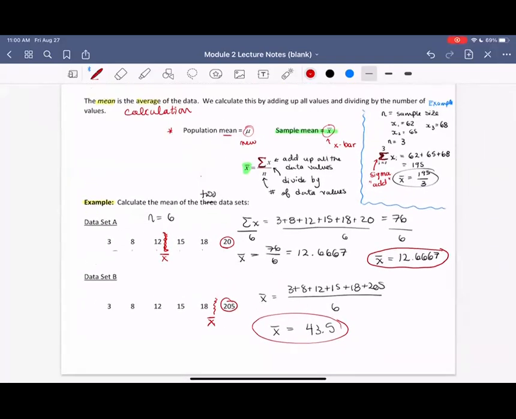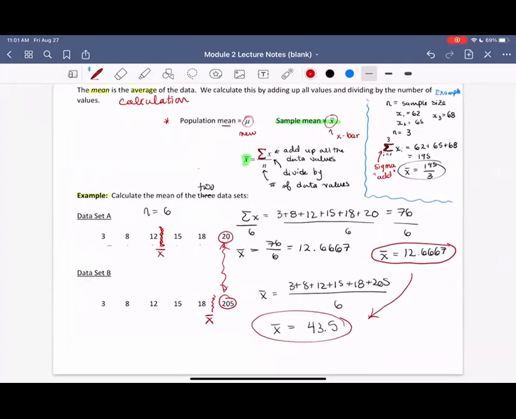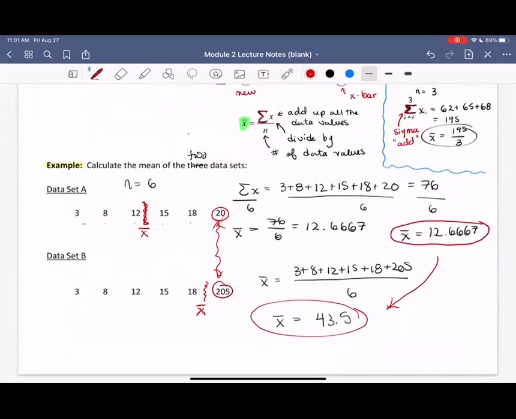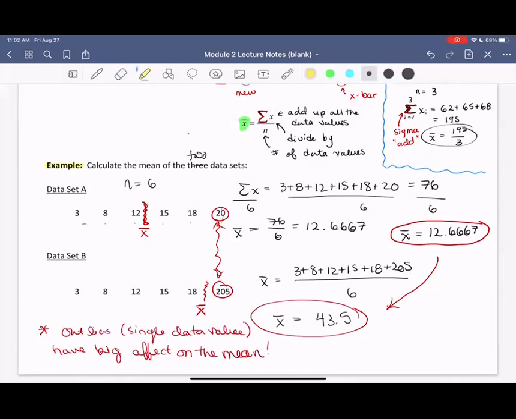So what do you notice or wonder about these two data sets and these two means? Well, for data set B, that mean is a lot larger than the mean for data set A, even though the data sets are very close, but just differ by this one term. So this just shows us that one outlier can have a big effect on the mean. I'm going to make a star because that's an important point. Outliers have a big effect on the mean. And there it is again for emphasis. Outliers or single data values, such as this 205, can have a big effect on the mean.